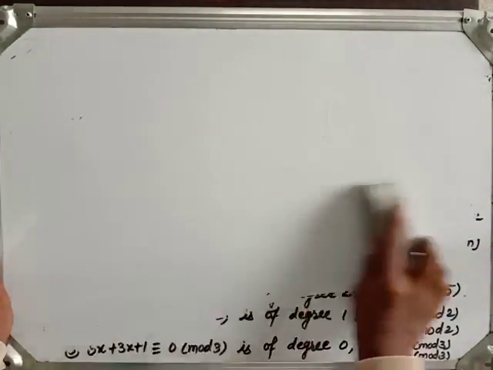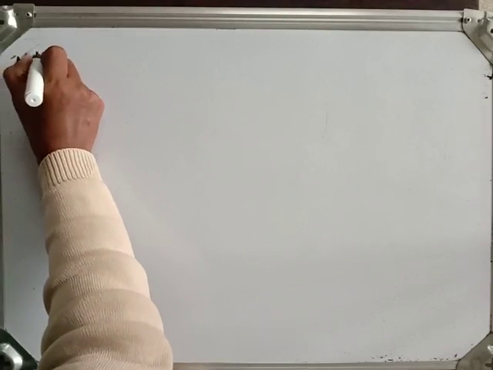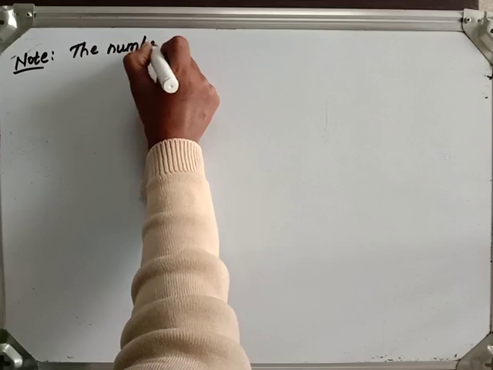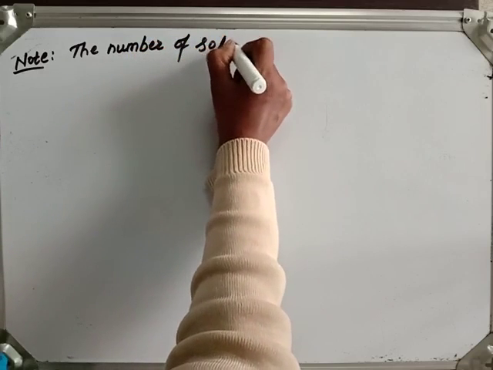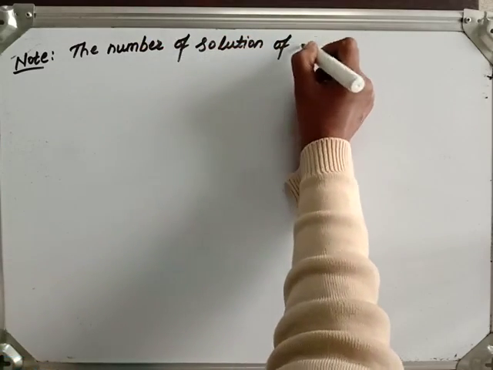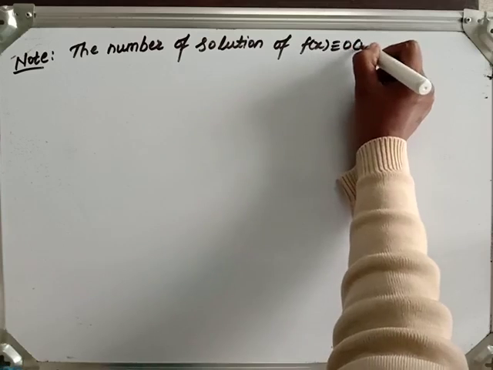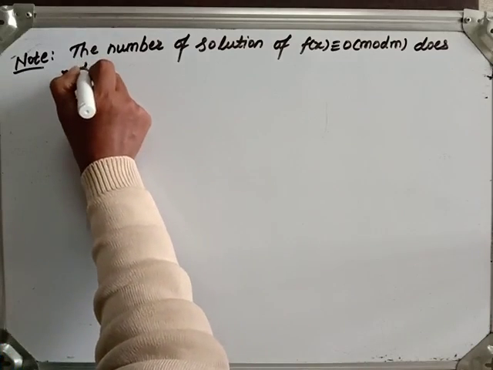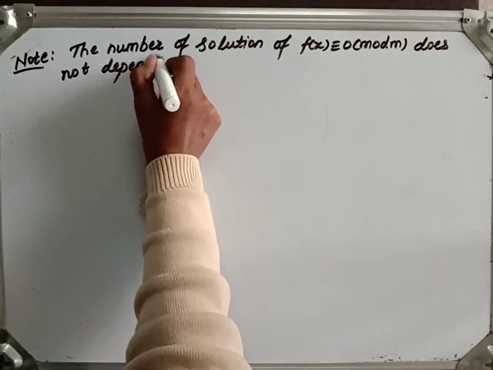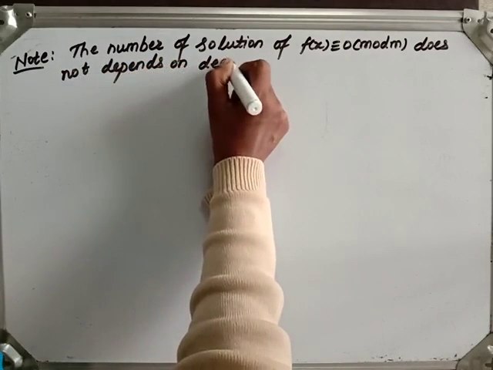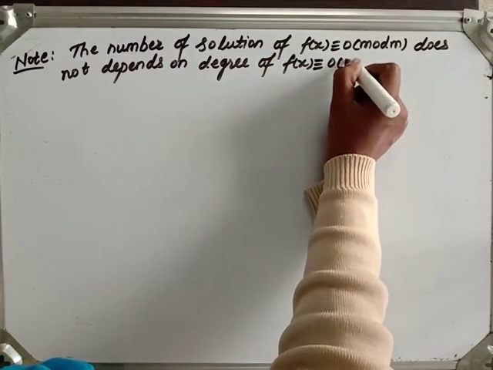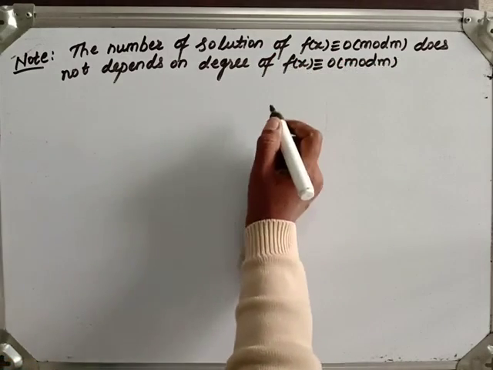Fine. Now from there let us write one note for the degree of a congruence equation. Note says that the number of solutions of f of x congruent to 0 modulo m does not depend on the degree of f of x congruent to 0 modulo m. Solution doesn't depend on the degree.